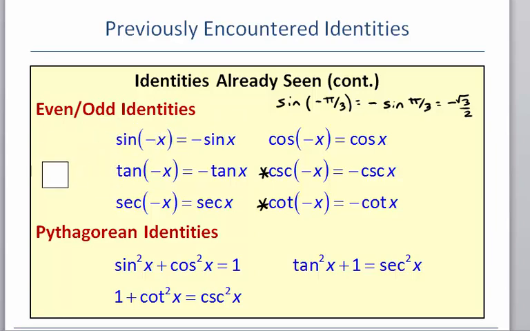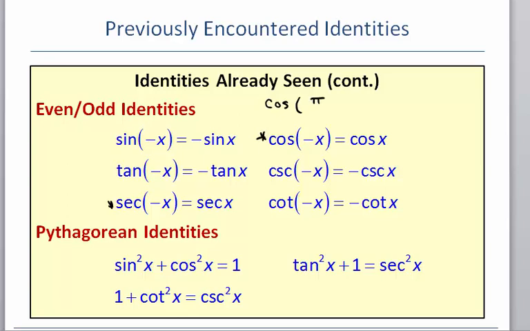The other 2 functions are even functions. So that would be our cosine function and our secant function. And so what this means is that if we have a trig function like cosine of negative pi over 6 and the negative is on the inside, we can simply ignore the negative. And so this would be equivalent to cosine pi over 6. And since cosine pi over 6 is equal to square root of 3 over 2, then we know that cosine negative pi over 6 is also equal to that value.